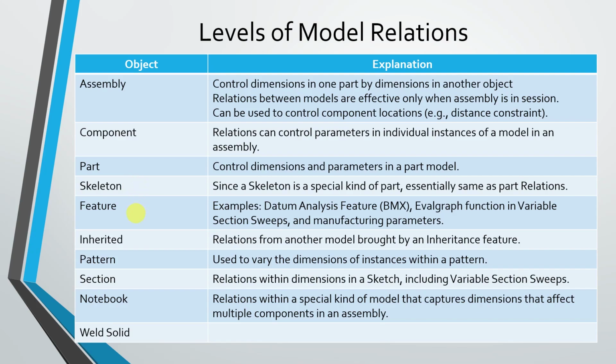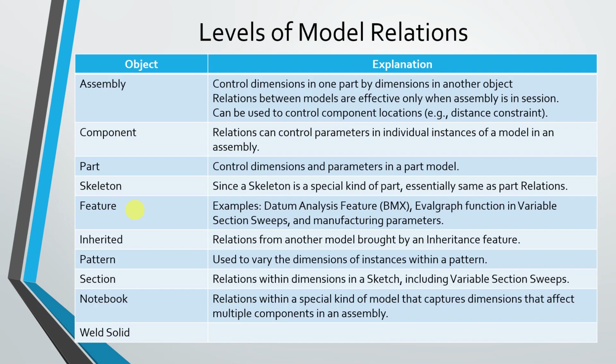Now, going down a level, you can also create relations at the feature level. So for example, if you're creating a datum analysis feature of the type relation, you can write relations in there so that you could do mathematical operations between the values of other datum analysis features. Another example is the variable section sweep. If you use the eval graph function in a sketch, technically that section relation gets elevated to a feature level relation for evaluation. That's a little bit into the weeds, but just want to mention that.